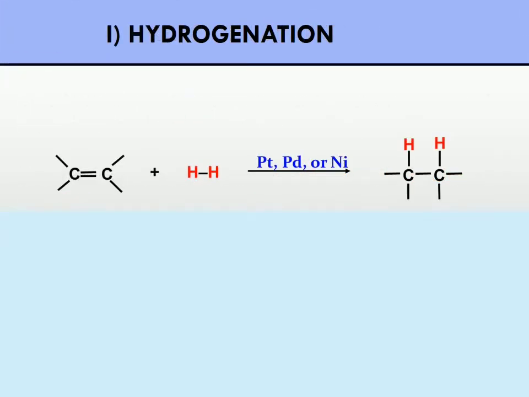First, hydrogenation. So based on the name, we know that hydrogen will be added to the carbon-carbon double bond, in the presence of catalysts such as platinum, palladium, and nickel. So the carbon-carbon double bond will open and become 2 single bonds.